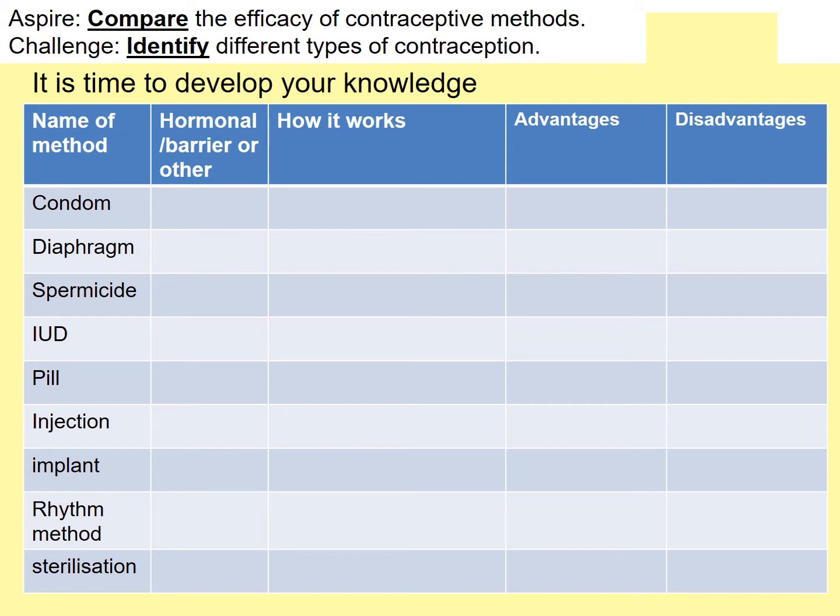Okay, if you need a little bit more time to complete that table, please make sure that you pause the video here and you can do it. But what we're going to move on to next is I'm going to give you information about each of those methods of contraception. As we go through each slide, I want you to record that information on your table. So remember, you're looking out for whether it's a hormonal method of contraception, a barrier method, or another type of contraception. How does it actually work? Just a brief sentence. And some advantages or some disadvantages of using them.